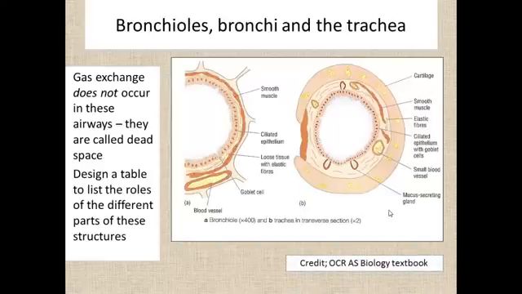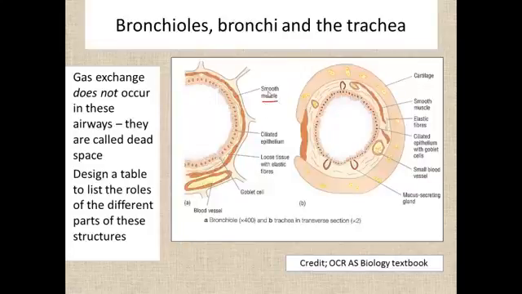We also want to think about the structure of other parts of the lungs. We want to think about the bronchioles, the bronchi, the trachea. Their job is simply to deliver air to the alveoli. Gas exchange itself does not occur in these airways. You can consider the volume of air inside each one to be dead space. So let's look at each structure one by one.